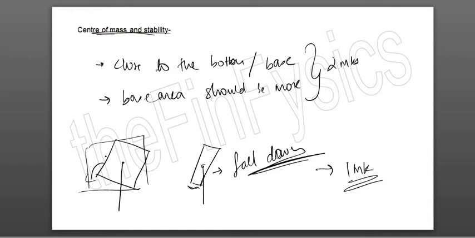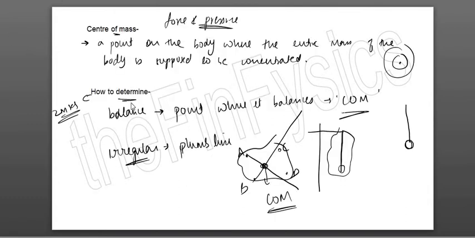Remember, center of mass of the object will be more towards the heavier side. So if there is an object like this, then I know the heavier side is over here, which means the center of mass will be somewhere over here. Just for reference I'm showing this. So this is what normally they ask you in this subtopic of center of mass.